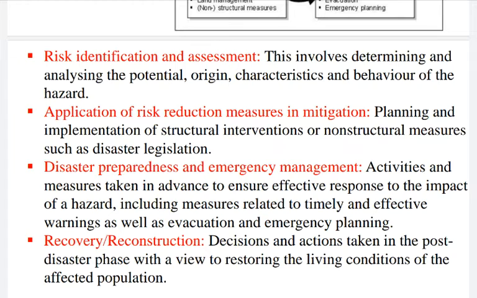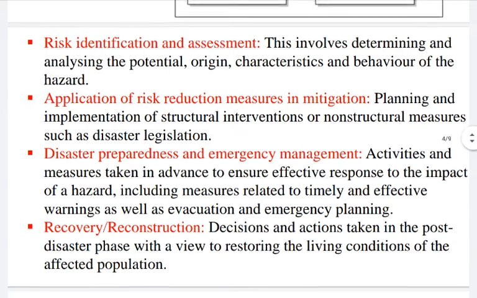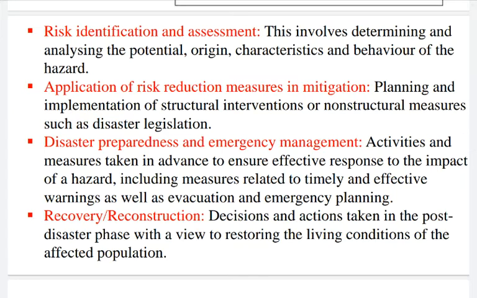And then comes the application of risk reduction measures in mitigation, which we have not learned. We will be learning it in detail in this module. This includes planning and implementation of structural interventions or non-structural measures such as disaster legislation, that is, certain rules can be formed even after a disaster occurs, so that in the coming years, buildings or other structures could be constructed by following the legislation.